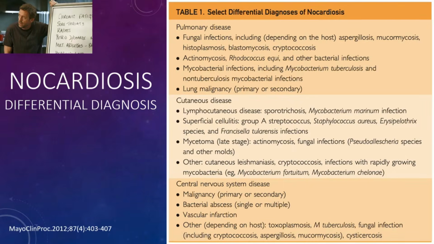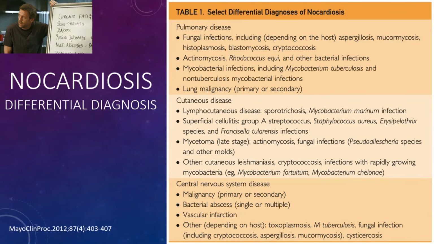The differential diagnosis of nocardiosis really depends upon where the disease is occurring. For pulmonary disease, it can present very similarly to other fungal infections. Actinomyces of the lung can also present similarly. You also want to think about Rhodococcus equi, non-tuberculous mycobacterial infections, TB, and lung malignancy.